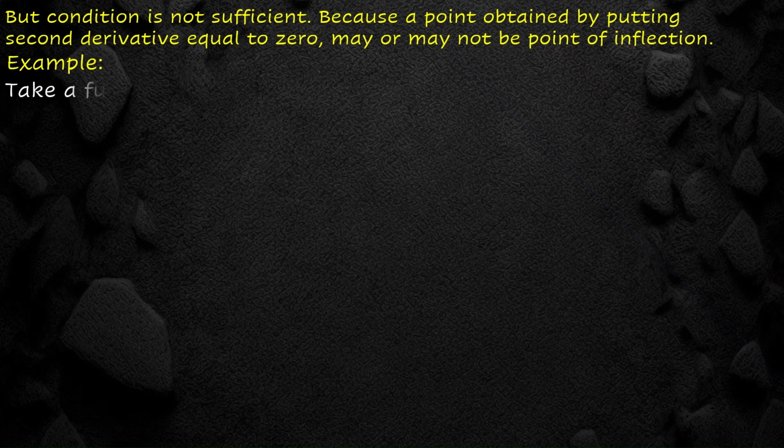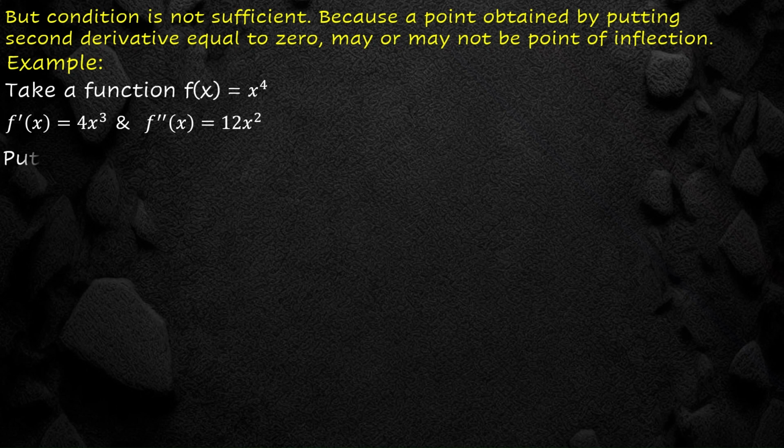We take a function f of x is equal to x raised to power 4. We find its first and second derivatives. We put the second derivative equal to 0 and find x to be 0. Now we check whether this point x is equal to 0 is a point of inflection or not. Remember, x is equal to 0 has been obtained by putting f double dash x is equal to 0.